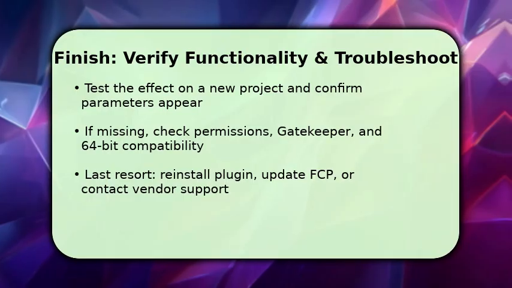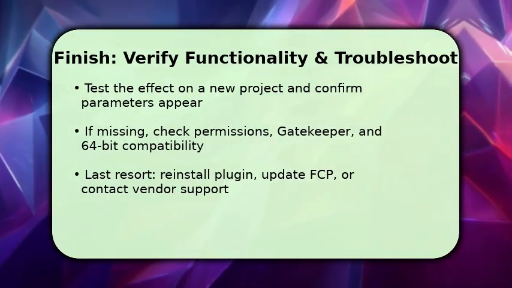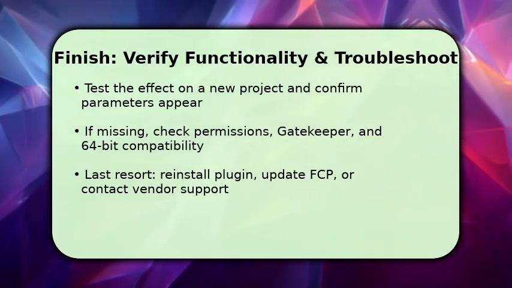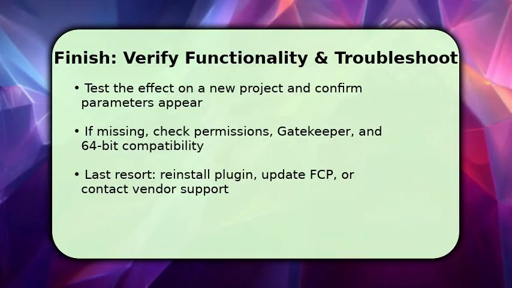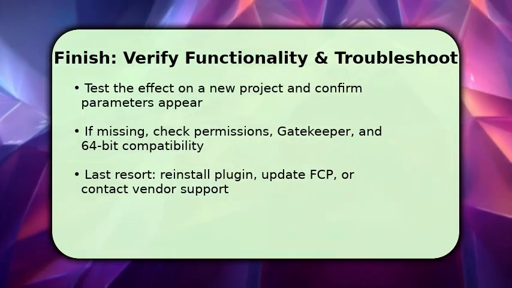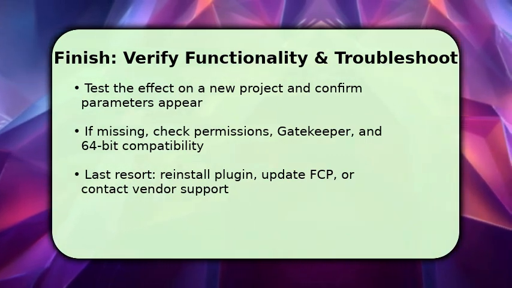If it still does not appear, verify file and folder permissions, allow the app in Security and Privacy Gatekeeper, and confirm the plugin is 64-bit and supported by your FCP build. If problems persist, reinstall the plugin or update Final Cut Pro. And if that fails, contact the vendor with console logs and version details.